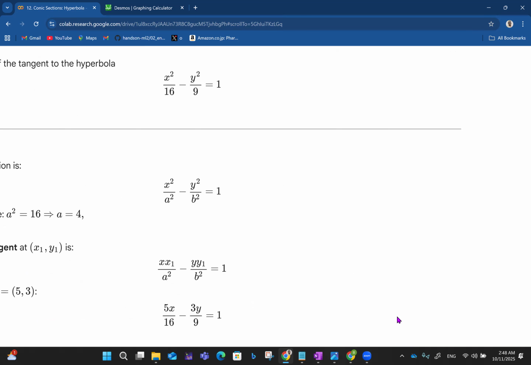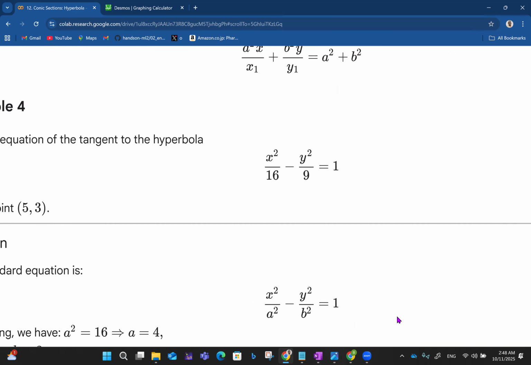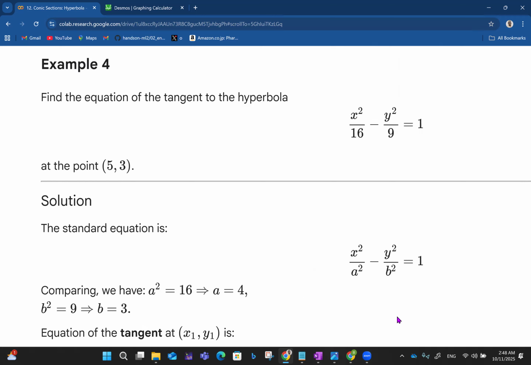Okay, let me just leave it the way it was and go step by step. Find the equation of the tangent to the hyperbola x squared over 16 minus y squared over 9 equals 1 at the point 5, 3. The standard equation, as we know, is x squared over a squared minus y squared over b squared equals 1. Comparing, we have that a squared is 16, which then a is 4. b squared is 9, which implies that b is 3. So we have 4, 3 for a, b. So the equation of the tangent at x1, y1, where x1, y1 now is 5, 3.